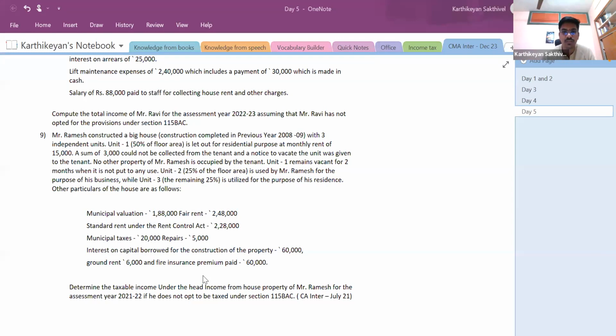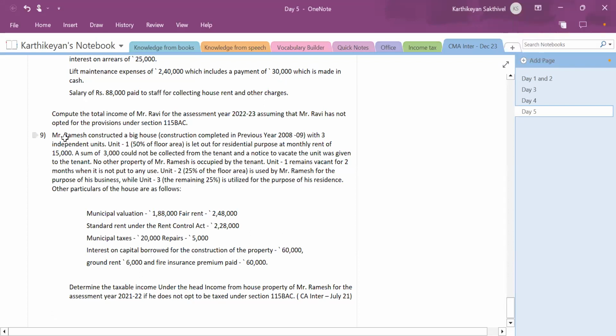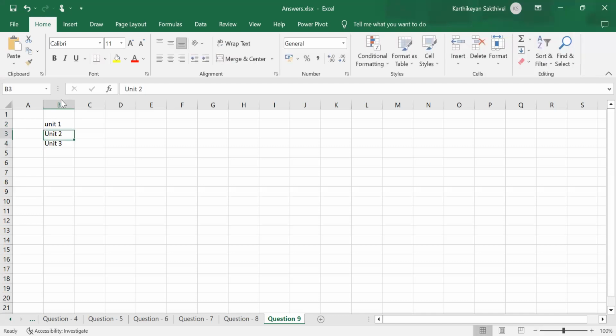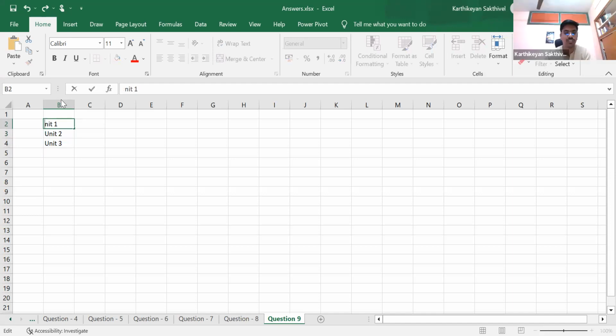Right. So in this question, if you just see totally how many units are there? 3, sir. 3 units. Super. Unit 1, Unit 2, and Unit 3. Correct? Yes, sir. If you just take Unit 1, will it be taxed under the head income from house property? Can it be taxed?